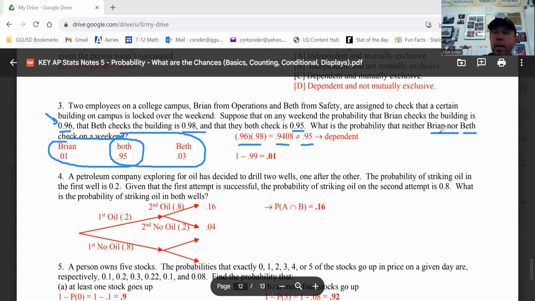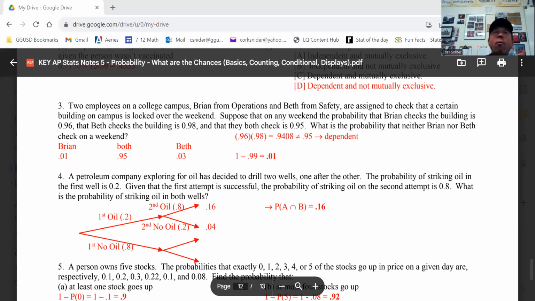Okay. Probability that neither. So if you add these up, 95 and 3 makes 98, plus 1 is 99. And then you go 100 minus, it's only a 1% chance that neither checks it. Okay, that's a Venn diagram problem all the way. Now number 4 is kind of cool. It's a little bit different.